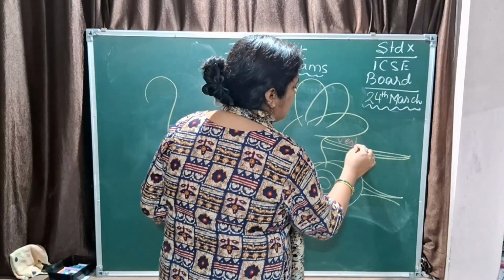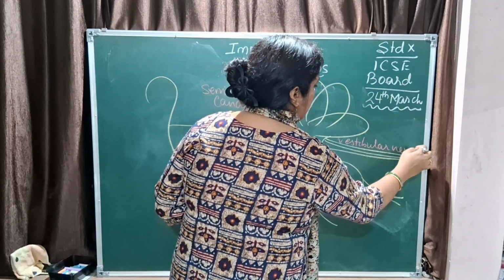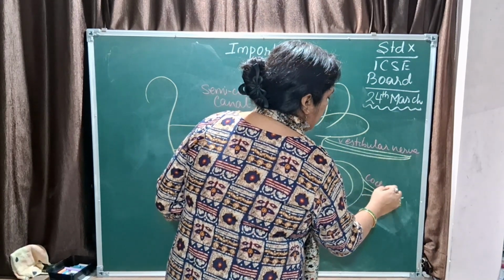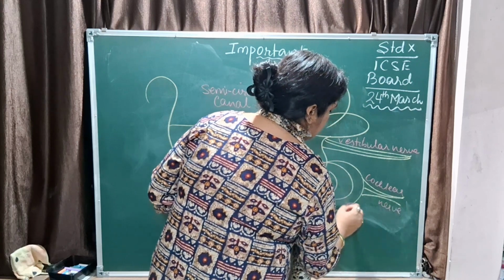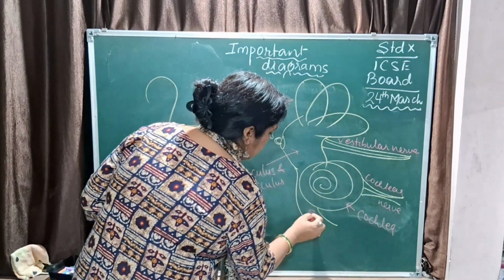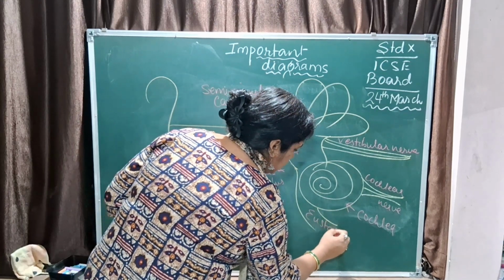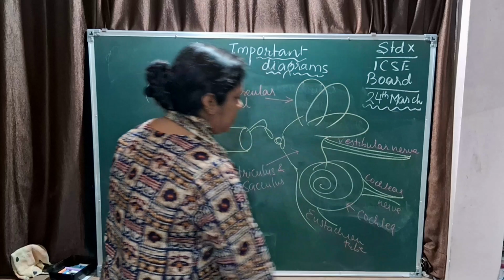This is your vestibular nerve. This is your cochlear nerve. This is the cochlea. This is the eustachian tube. This is the diagram of the human ear.